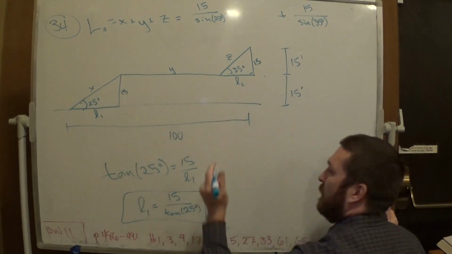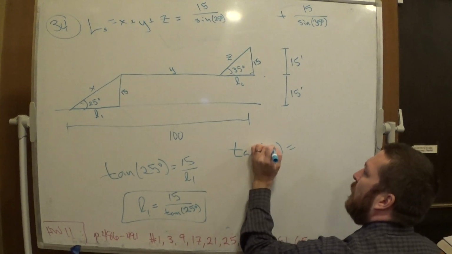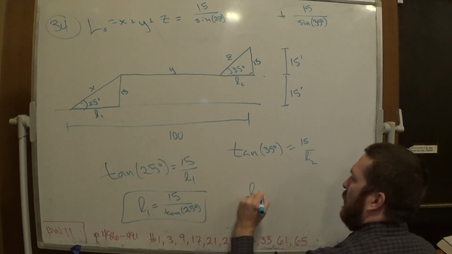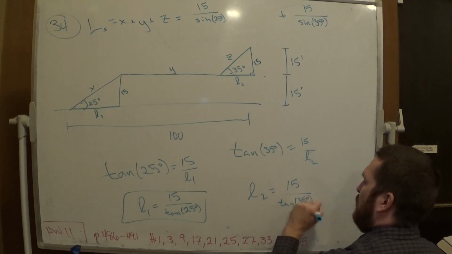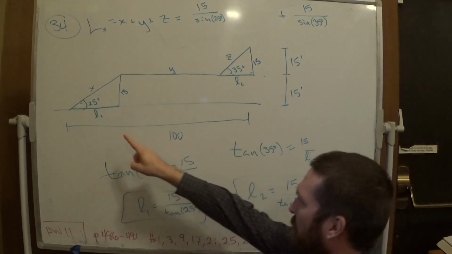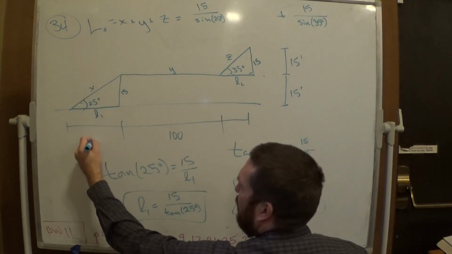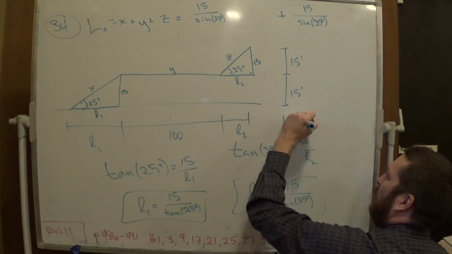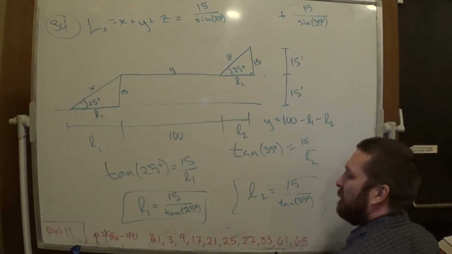Let's do L2. Tan of what equals what? Tan of 35 is 15 over L2. And so then L2 is 15 over tan 35 degrees. Now we can say, okay, now we do the subtraction. We say 100 minus L1 minus L2. So there's L1, there's L2, and we say 100 minus L1 minus L2 is going to be my y value that I'm looking for.